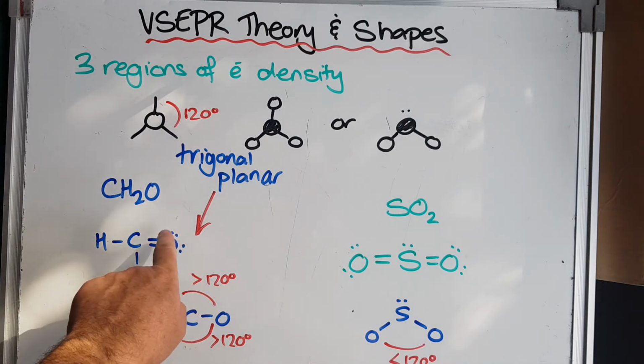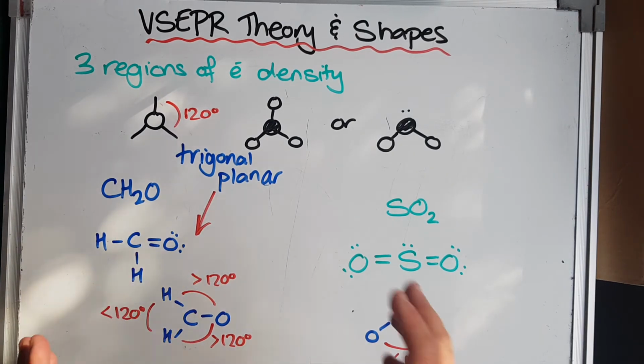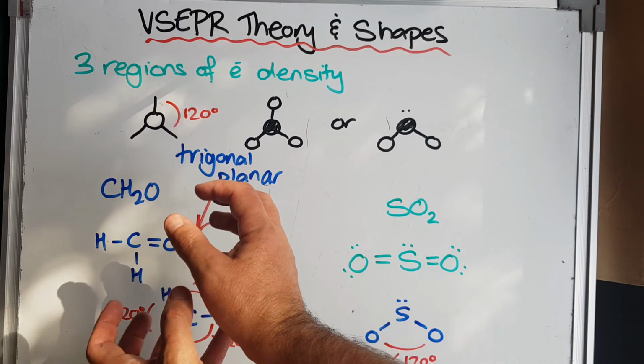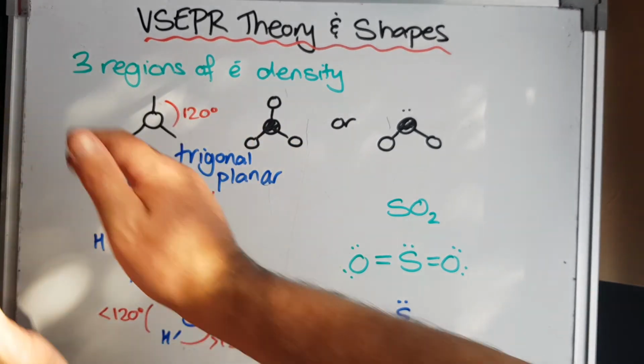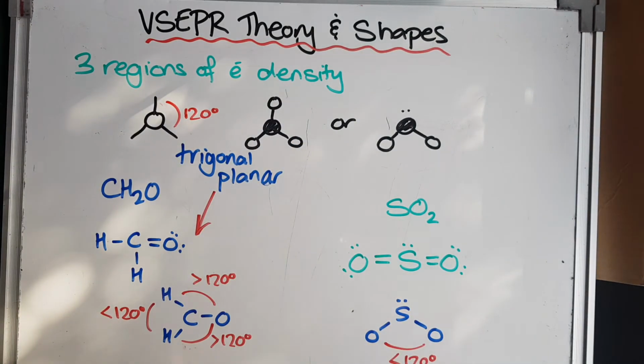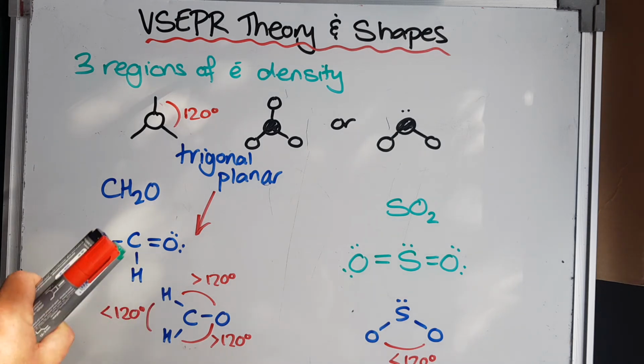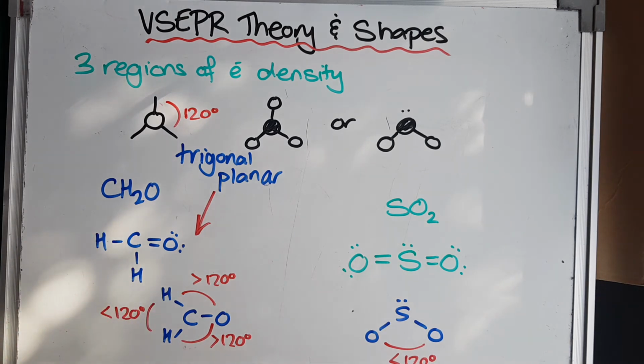This being a double bond and having lone pairs on the oxygen is a bigger electron cloud, and so it's going to push the CH bonds away more than they push each other away. So it's got more repulsion than the CH bond. The CO bond has more repulsion than the CH bond.